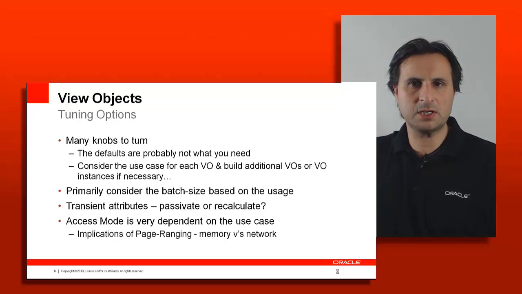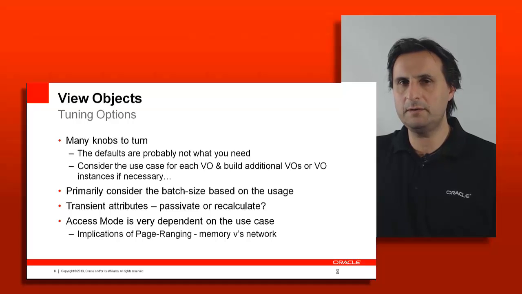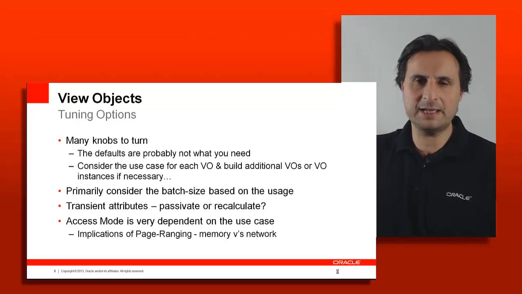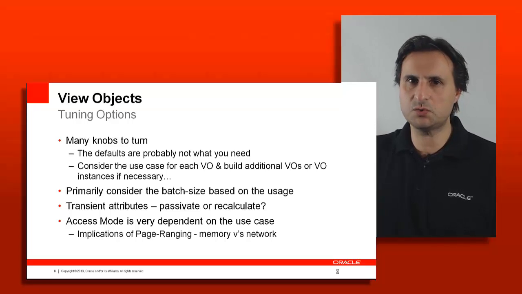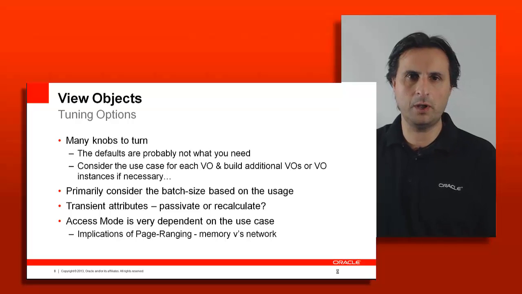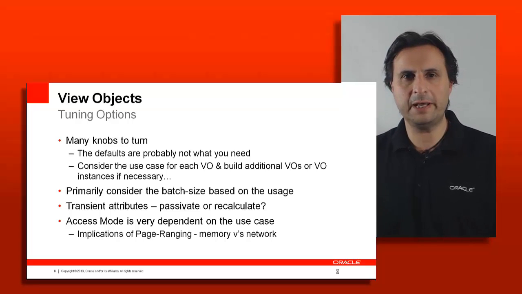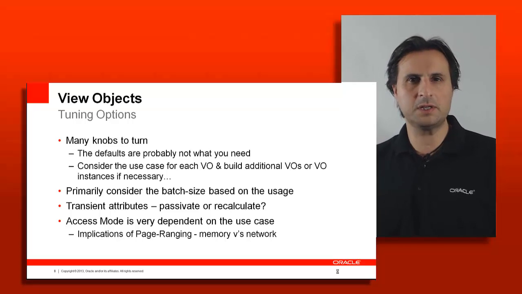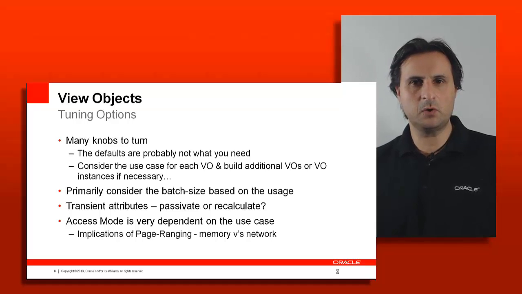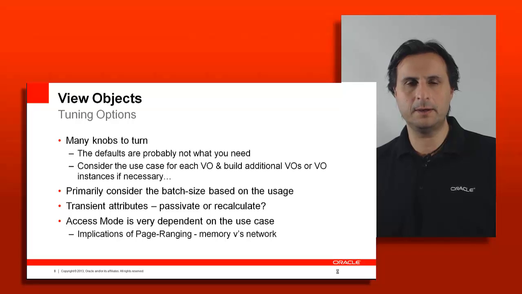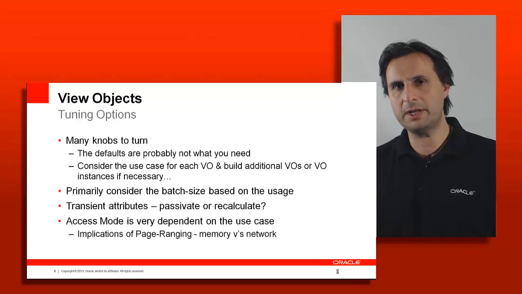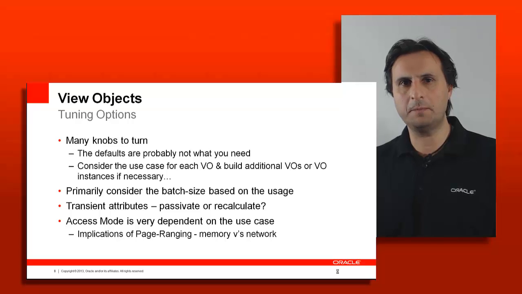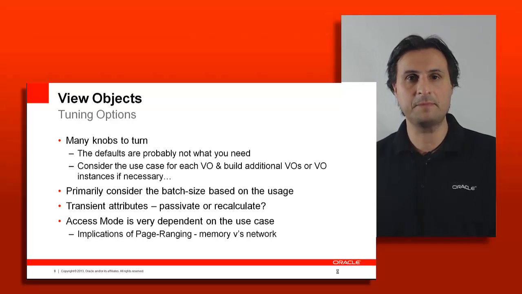So primarily, consider the batch size based on the use. If the view object just returns one record, maybe a view object that serves the profile data of an authenticated user, then you can get away with a batch size of 1. However, if you populate a page that has a table and the table shows 25 rows, you want to set the batch size higher, maybe 30 or something like that. The access mode will depend on the use case as well. I said page ranging or scrolling. Just read up on the two options, identify your use cases, and then map them.